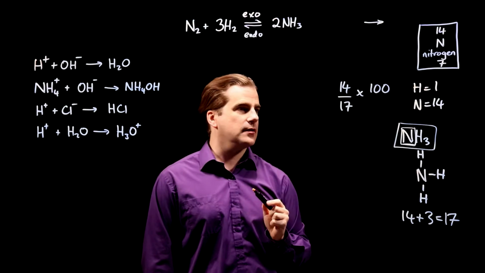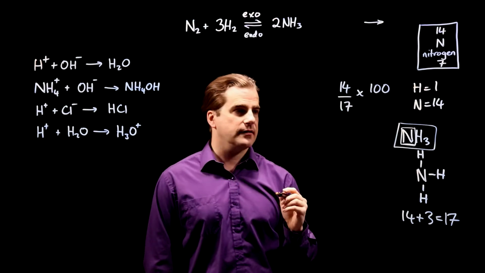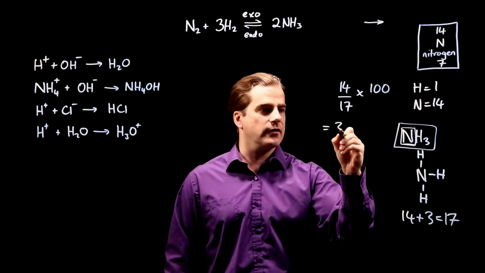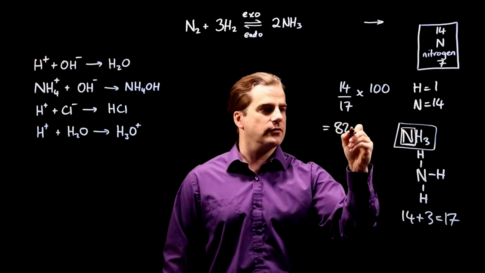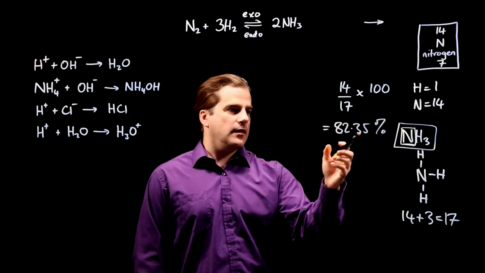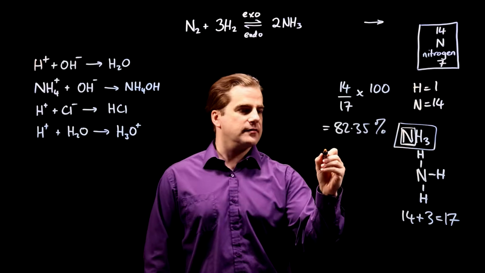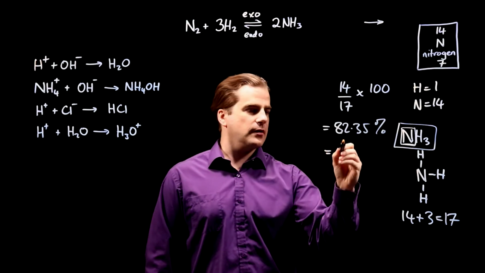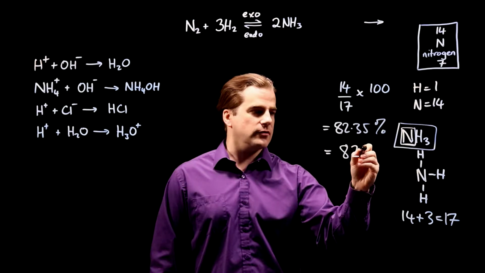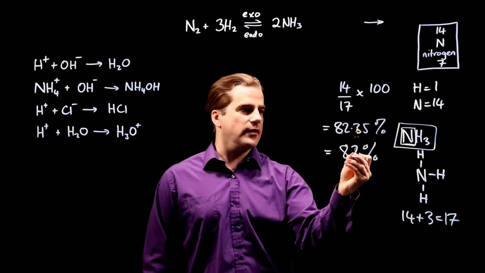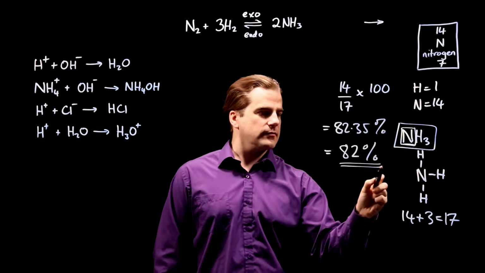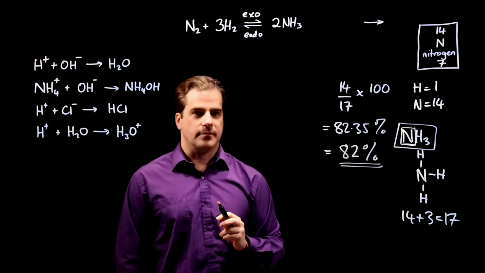Okay? Stick that in your calculator and it turns out to be 82.35%. That's too many decimal places. It's sensible to round it down to 82%. The 3 means it leaves that 2 alone. So there you go, 82%.